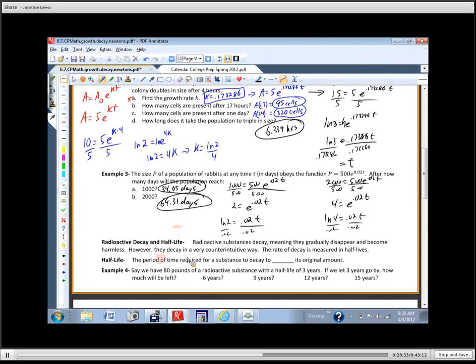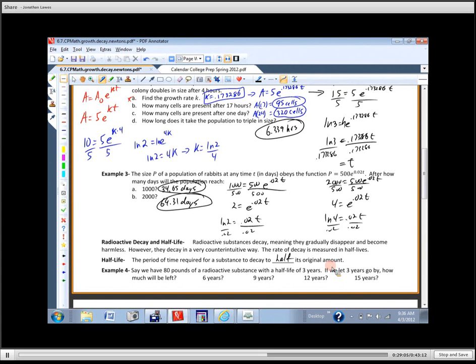So, let's talk about what half-life is. Half-life is the period of time required for a substance to decay to half of its original amount. Because radioactive substances typically last a long time, we talk about them in terms of their half-life, how long it takes for half of them to decay away. So let's take a look at example 4. This is one that we can probably figure out without using a calculator, at least for the most part.